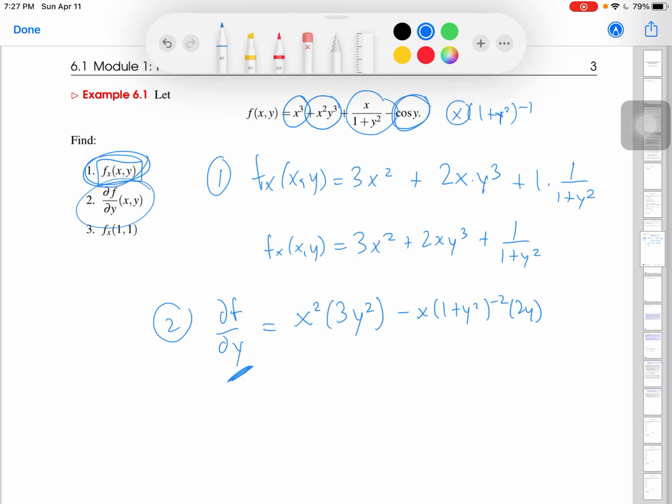And the derivative of cosine of y is negative sine y. With the other negative, it turns into a positive sine y. Okay, great. So that is my derivative. I could simplify it, but I'll just leave it as is.